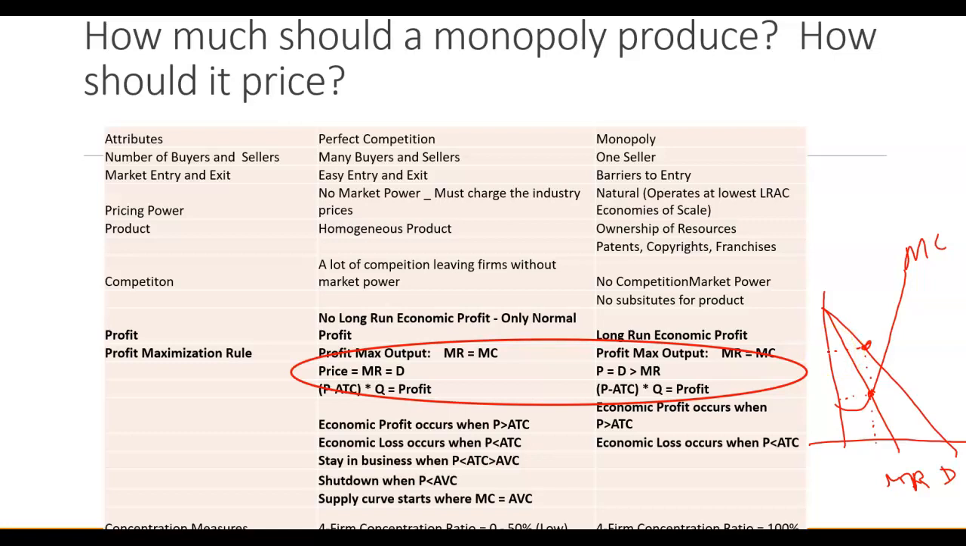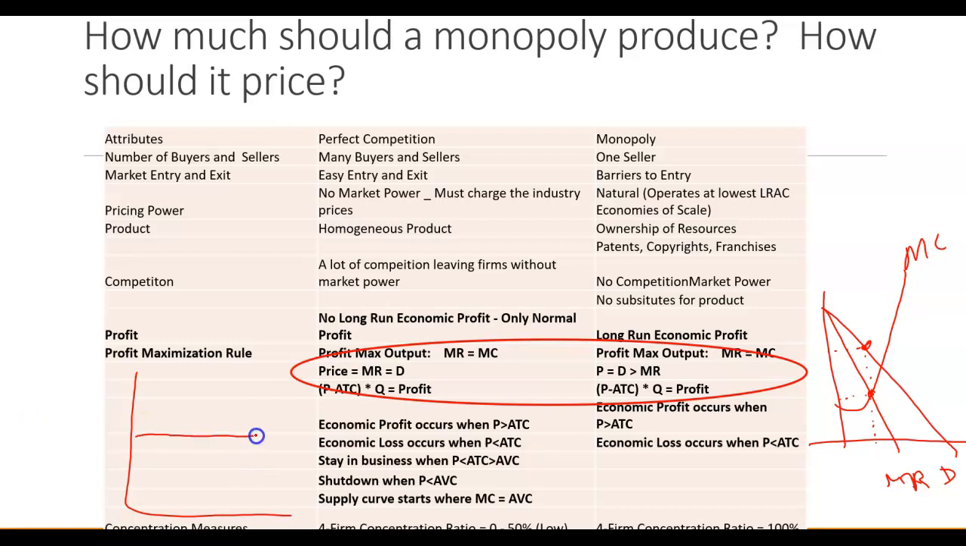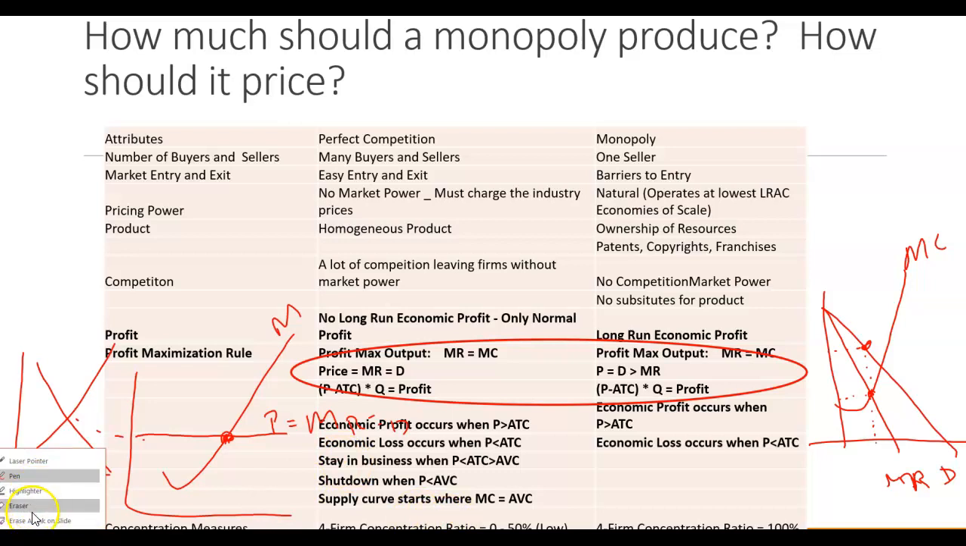Compare that to the firm in perfect competition, where price equals marginal revenue equals demand, and that is your marginal cost. All of those are equal. And remember that the price is determined by the broader industry. Okay, the broader industry determines the price. All right, so it is useful to understand this concept because it will help you later on.